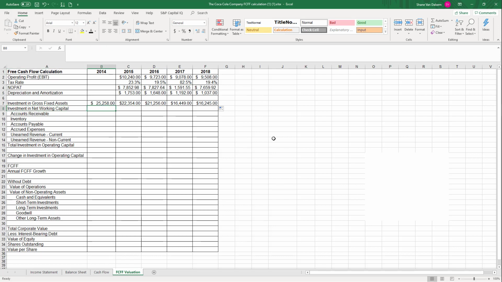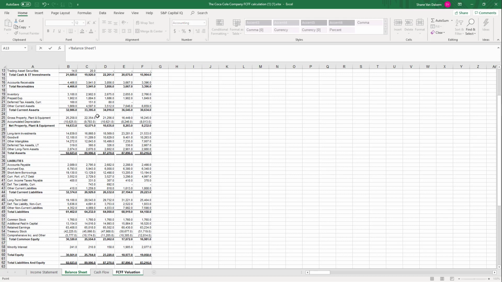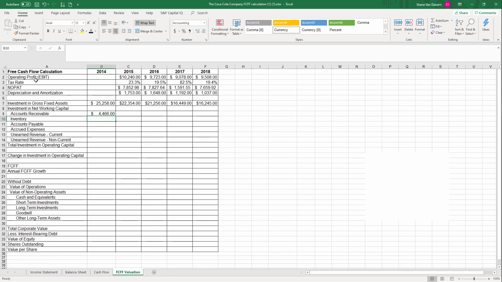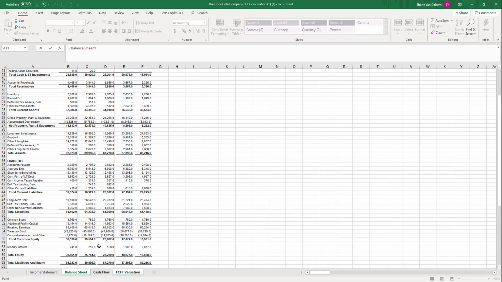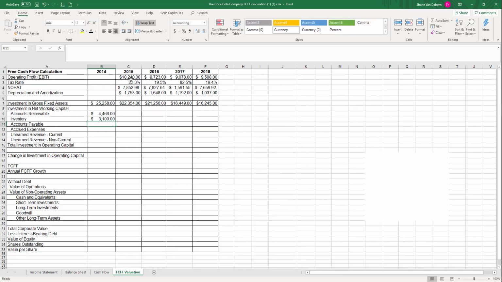So our investment in accounts receivable, we just go to the balance sheet for 2014 and select the accounts receivable. And then inventory, again, press equals, go to the balance sheet. And then inventory, accounts payable.